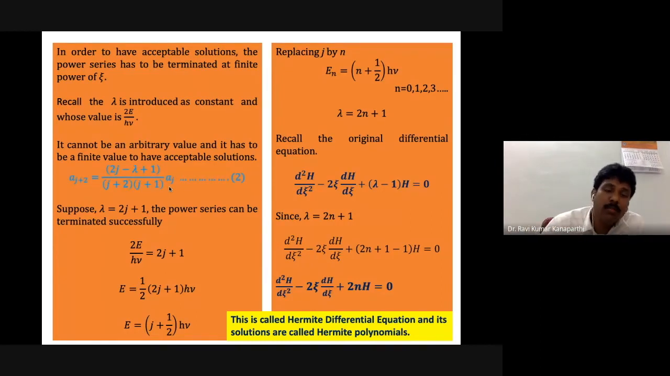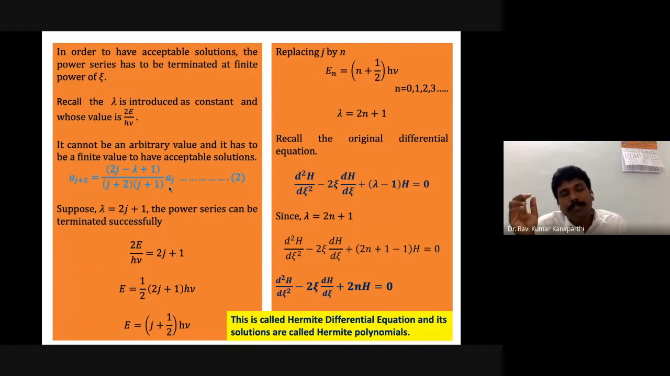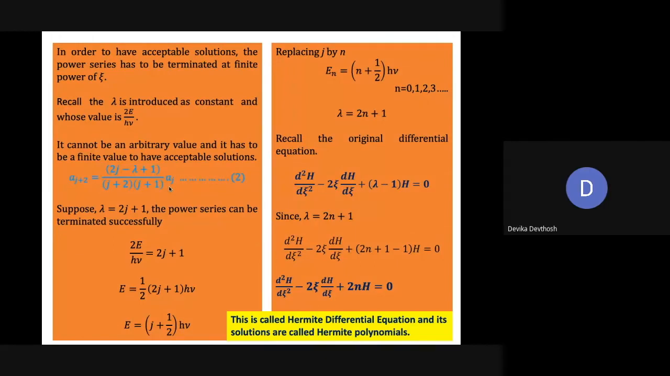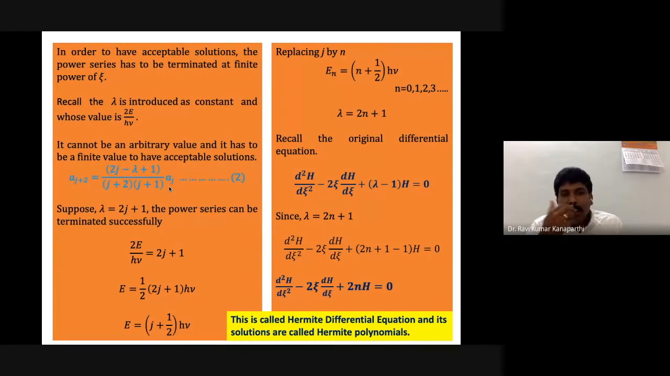Instead, it will basically grow continuously. So that is the argument. Did you follow? Do you follow this? Yes, sir. Okay. So now, based on the lambda value, we can terminate the power series.